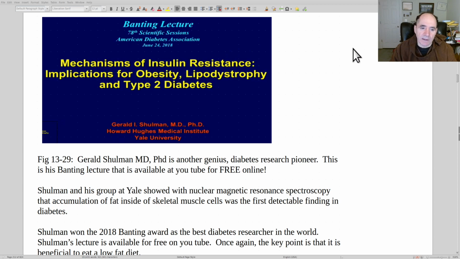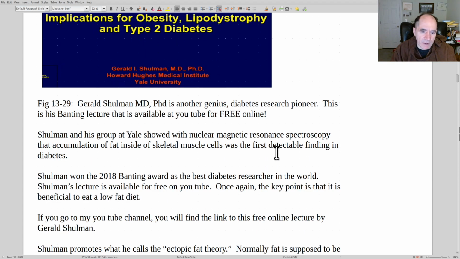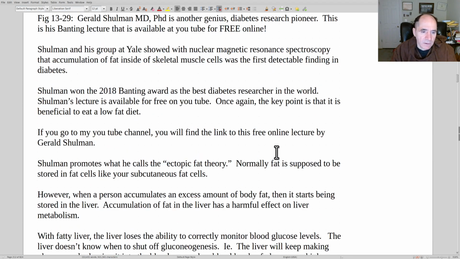And they confirmed that the earliest detectable finding with insulin resistance is accumulation of fat inside skeletal muscles. And they call that IMCL, for intramyocellular lipid. So intra being inside, myo muscle, cellular the cell. Lipid is just another word for fat. So this all reinforces the idea that the best thing to feed diabetics is a low-fat diet.